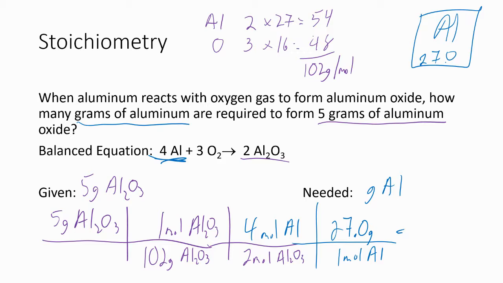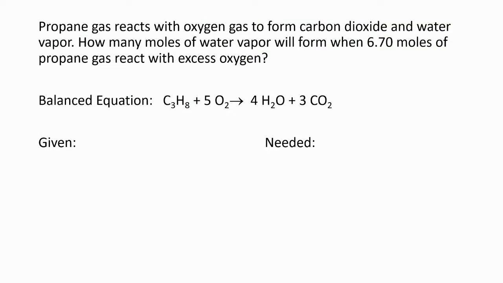So we do all that math and we get 5 times 4 times 27 is 540. And then 102 times 2 is 204. And when you divide 540 by 204, you get 2.65 grams of aluminum. All right. So there you have it.